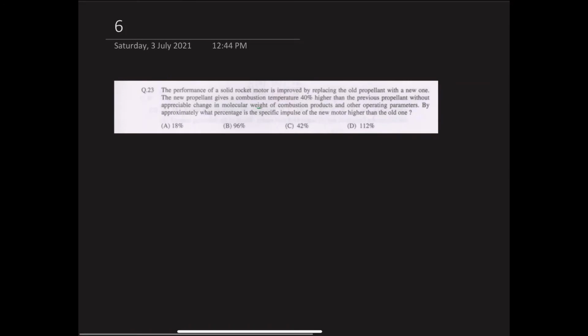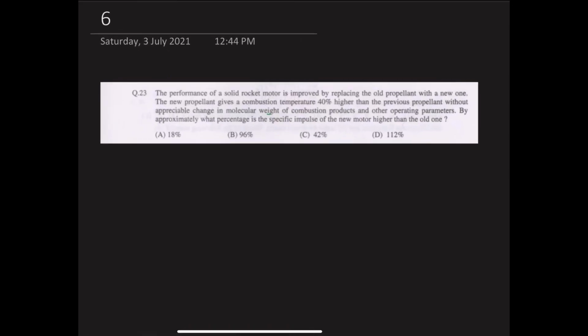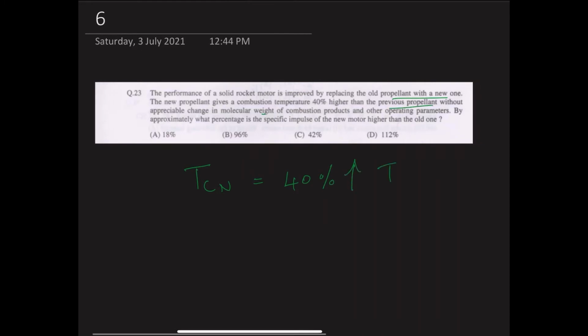Sixth question. The performance of a solid rocket motor is improved by replacing the old propellant with a new one. The new propellant gives a combustion temperature, okay, so the combustion temperature of the new propellant is 40% higher than the previous propellant. So let us consider this an old propellant, without appreciable change in molecular weight of the combustion products and other operating parameters. By approximately what percentage is the specific impulse of the new motor higher than the specific impulse of the old motor?